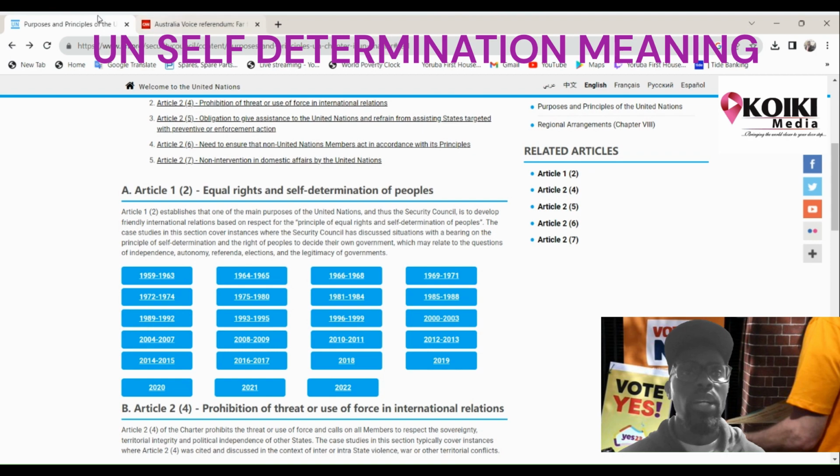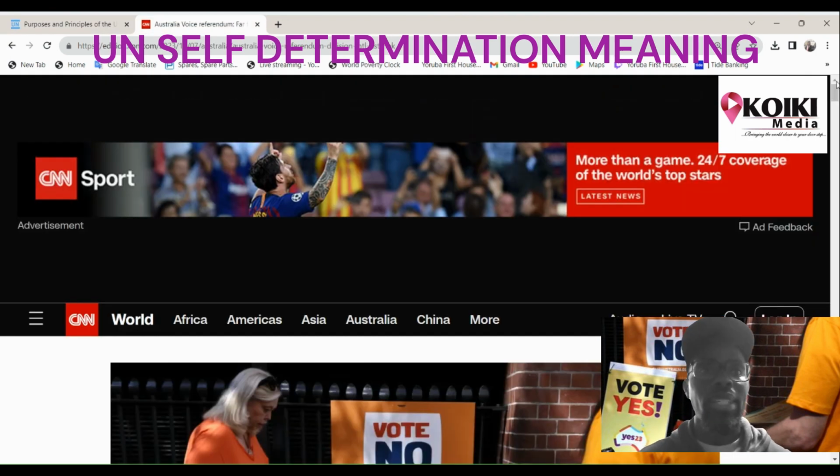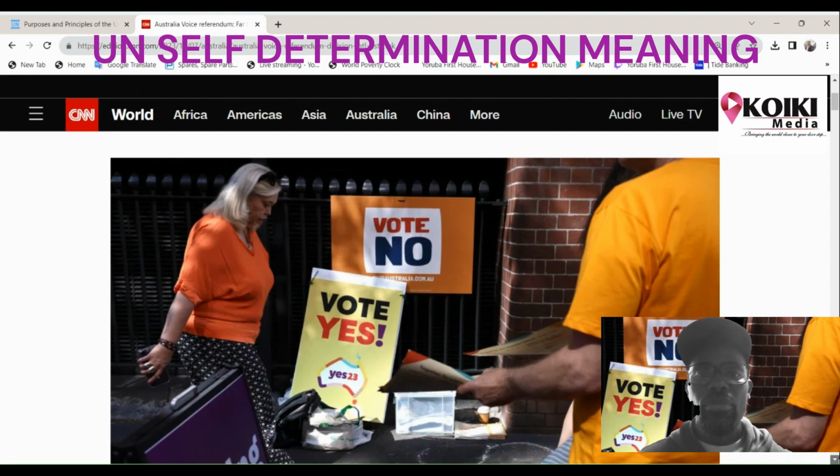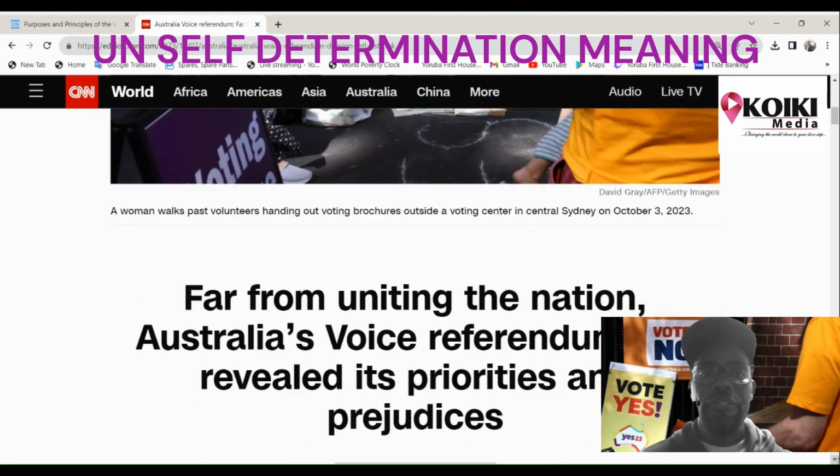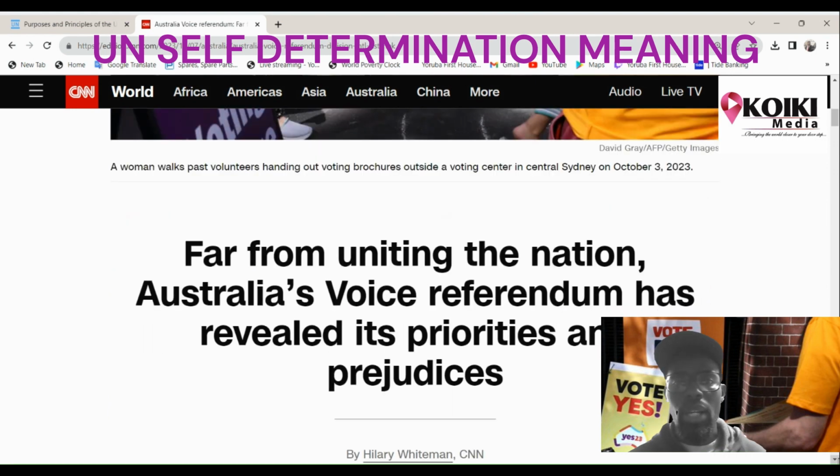And the news for Australia that is coming up, the referendum, is on the CNN. The headline says, "Far from uniting the nation, Australia's Voice referendum has revealed its priorities and prejudice."